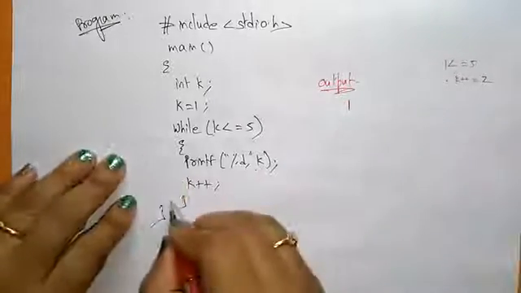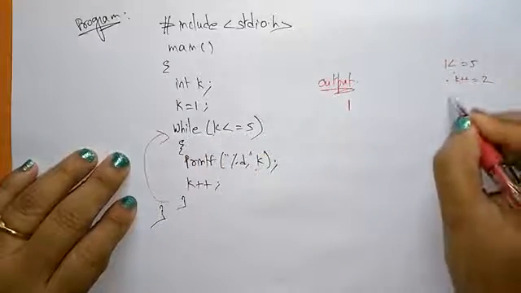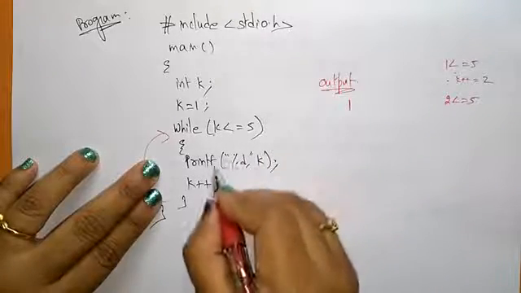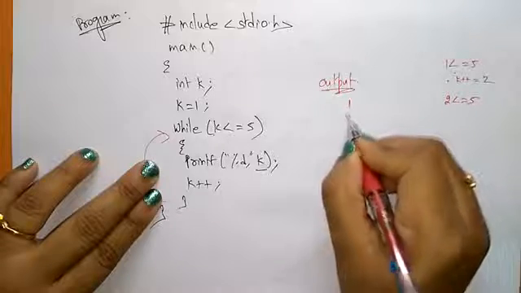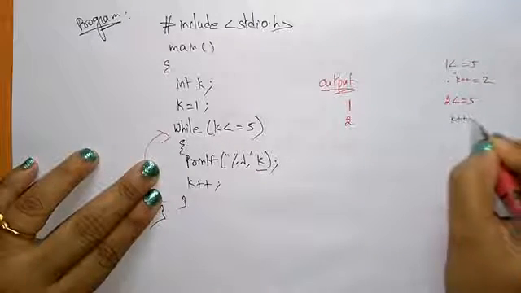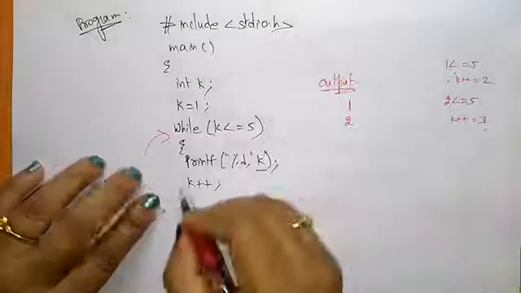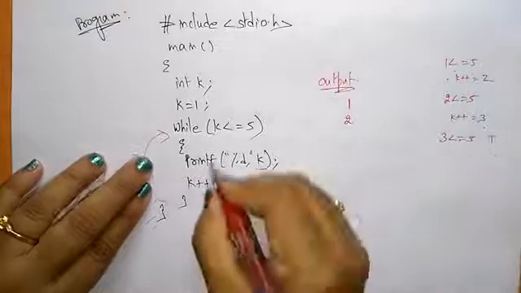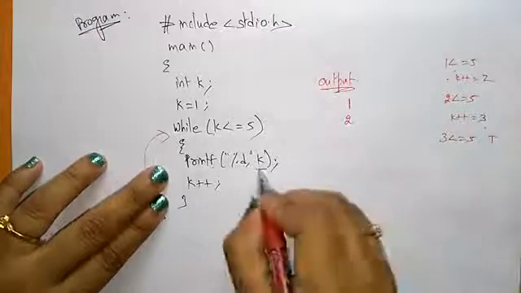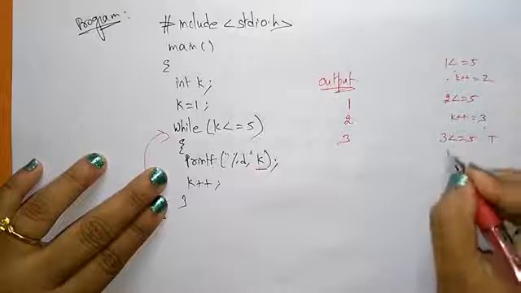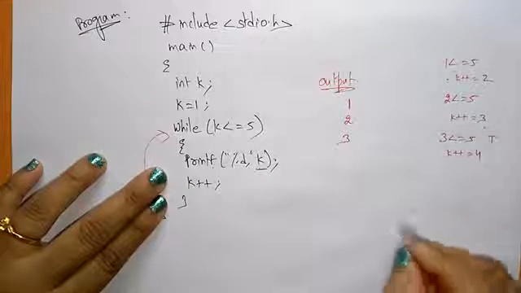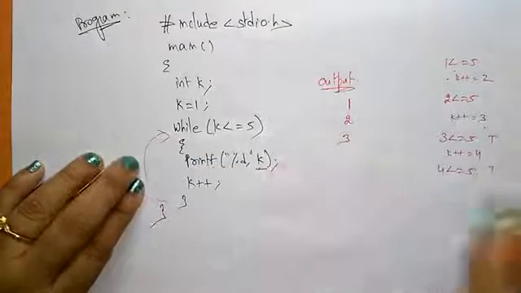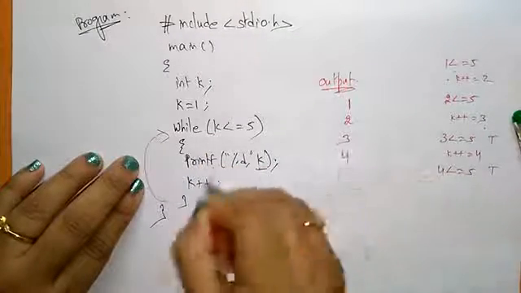Now it goes again to the while loop and checks 2 <= 5. Yes, 2 is less than or equal to 5. It enters the while loop and prints the k value as 2. Now k++ means it becomes 3. Again it checks 3 <= 5. Yes, it is true. It enters the while loop and prints k as 3. Again k++, now it becomes 4. 4 <= 5, it is true. Now it prints 4.